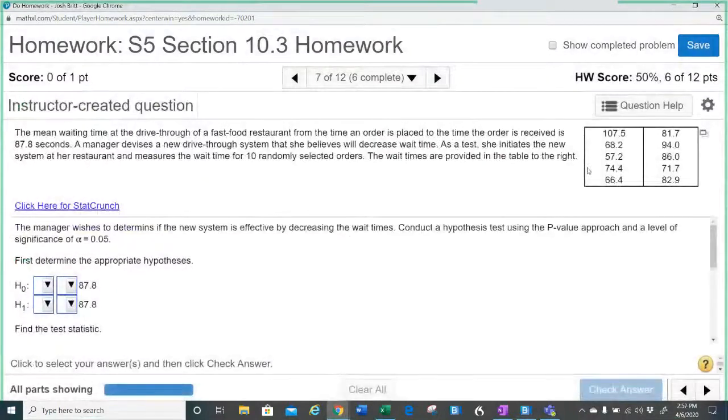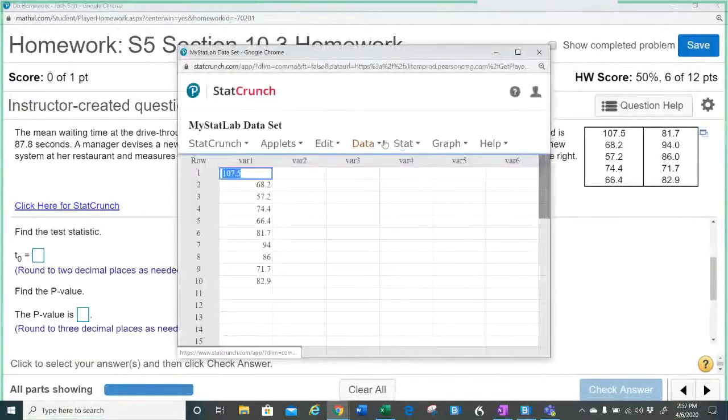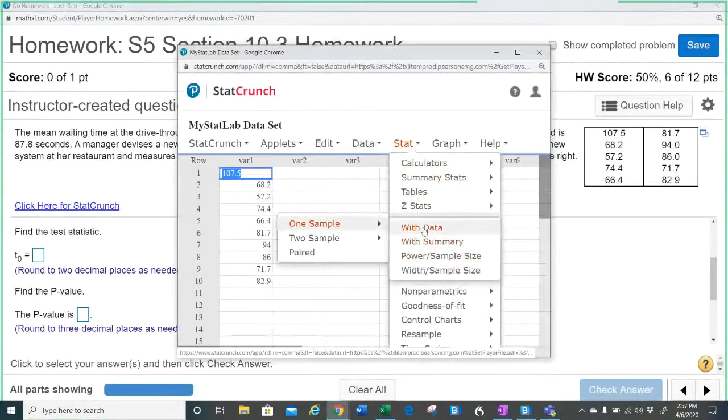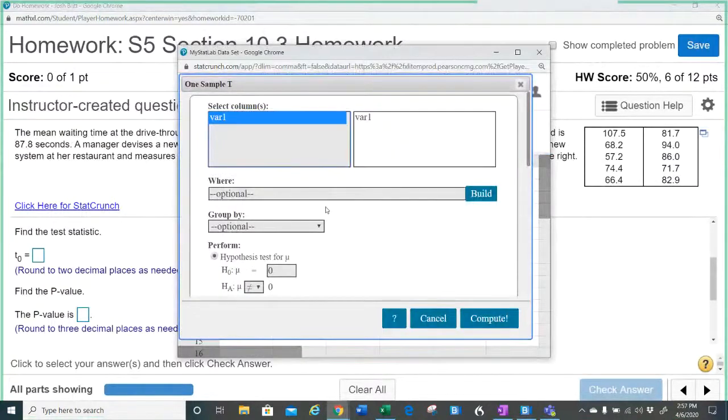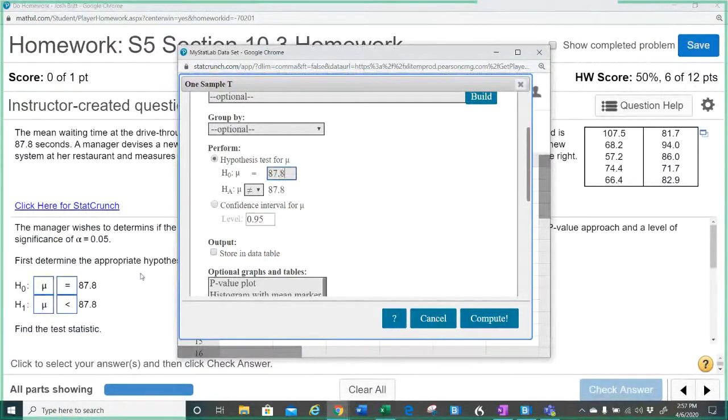Now, when you have a data set, you'll do it with the data. So the original drive-through time was 87.8, and the manager devises a new system. She believes this new system will decrease wait time. So the average wait time originally, and after the new system, she thinks it's going to lower the wait time. Find a test statistic to do that. You're going to open the data, t-stat, one sample with data, and we're going to do hypothesis testing, and the time is 87.8, and decrease.